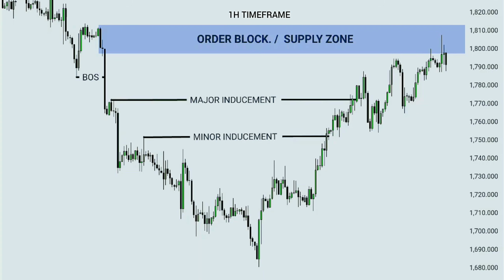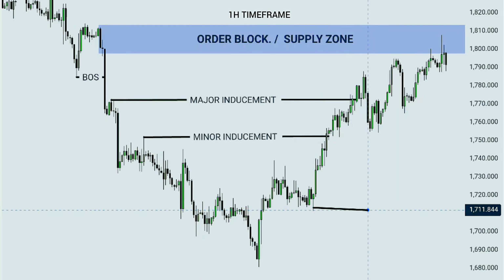Instead of continuing lower, price reverses and expands upward, using those sell orders to fuel a move into premium. This inducement is called major because it targets external liquidity and plays a key role in shifting price toward a higher timeframe objective, such as the bearish order block above. Major inducement is not random manipulation. It's a repeatable market behavior. Recognizing it helps traders avoid chasing moves and instead align with institutional positioning after liquidity is delivered.